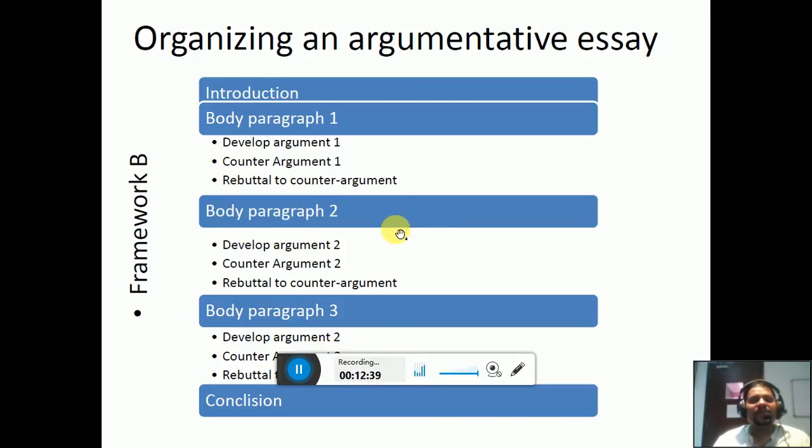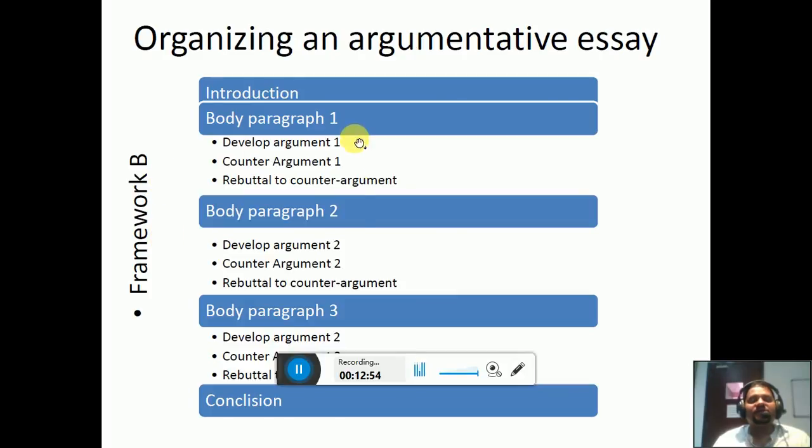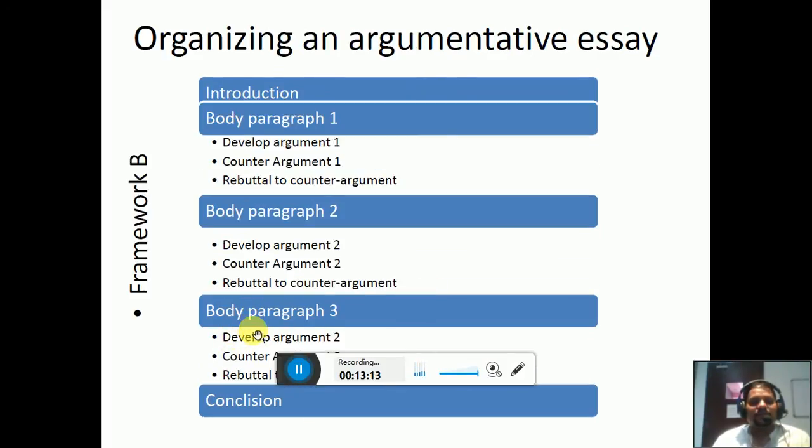So what's the difference between framework A and framework B? In framework A, the first 2 paragraphs consist only of arguments, whereas in framework B, the first 2 body paragraphs will contain argument, counter argument, and rebuttal. I mean, all the 3 paragraphs will have this thing. In framework A, the third body paragraph has only counter arguments and rebuttals, whereas in framework B, the third paragraph, like the previous paragraph, has argument, counter argument, and rebuttal 3. So that's how the 2 frameworks work. You need to look at this framework and structure or organize your argumentative essay.